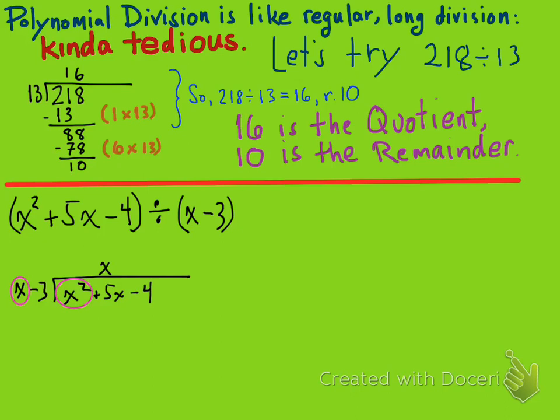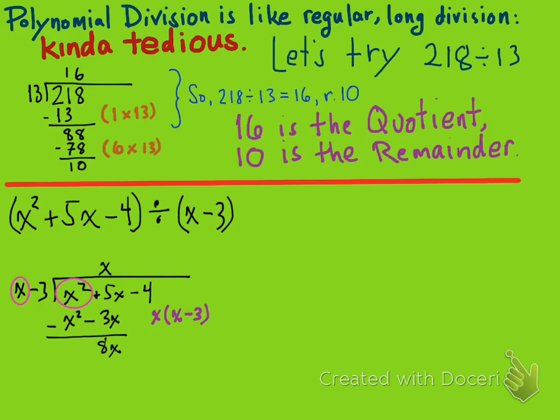Okay? Now I take that x up on top and I multiply. x squared minus 3x is what I get from multiplying. And I'm going to subtract just like I did before. And be careful here, 5x minus negative 3x is 8x. This is where polynomial division gets treacherous, okay? Subtracting stuff, it's easy to make a mistake and forget about subtracting negatives and things like that.